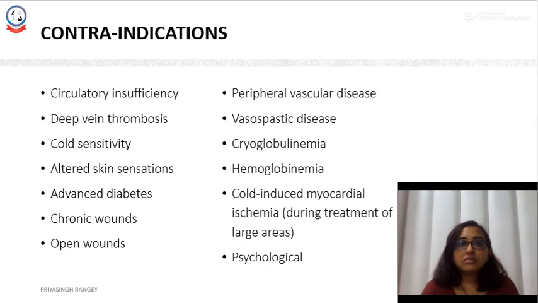The same kind of findings are seen in hemoglobinemia, where the clot may be formed because of aggregation of the RBCs, since there are excess RBCs that are seen in hemoglobinemia, and hence both of these conditions are contraindications.